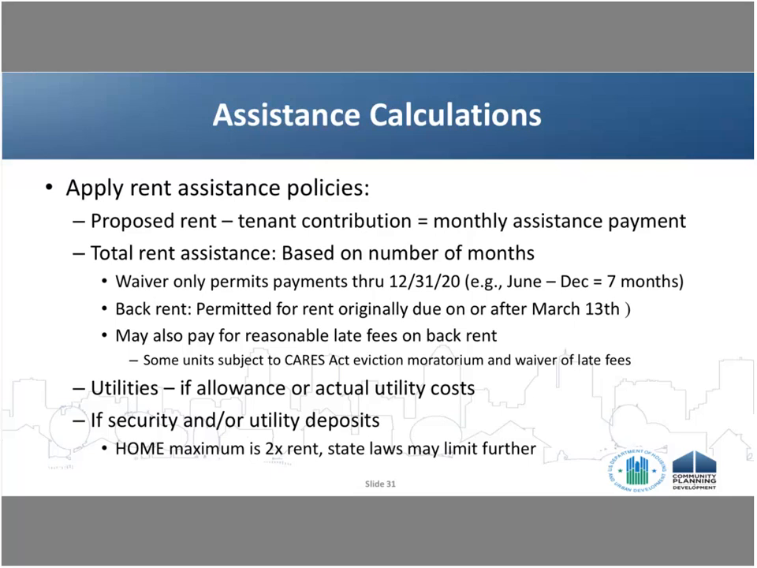We get to the assistance calculation. Now that we know the unit that's in place and the proposed rent, we can actually calculate the monthly assistance payments. Steve did talk about that, and he talked a little bit about the fact that the waiver only permits payments of the assistance under the waivers through the end of December. And also he talked a little bit and also answered in the questions about the back rent interpretation that HUD has given to say that you can pay rent that was originally due on or after March 13th, 2020, so there can be some back rent paid.